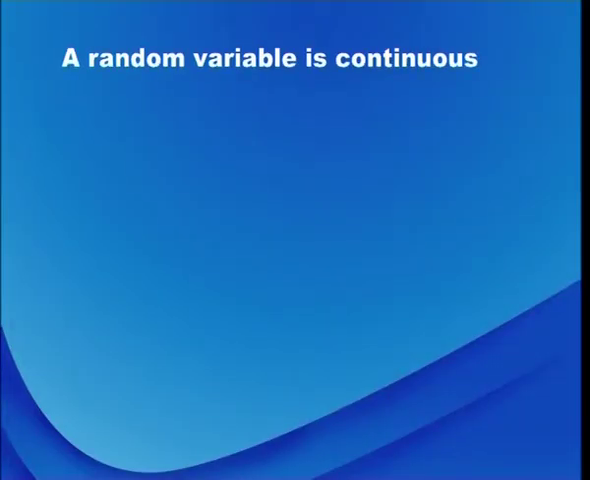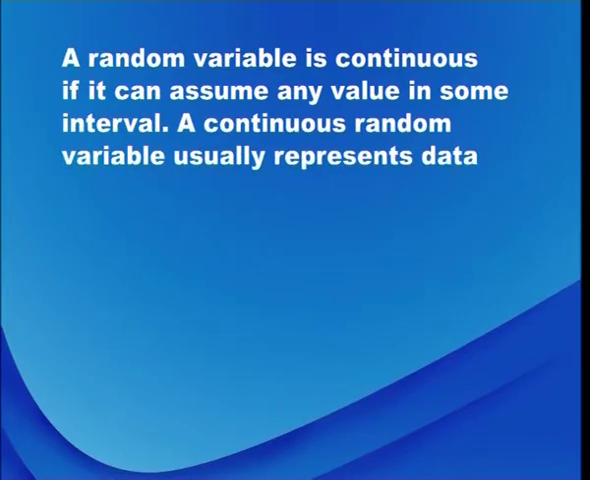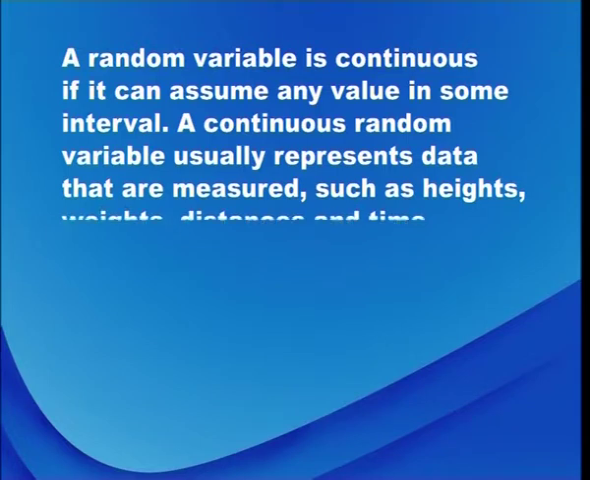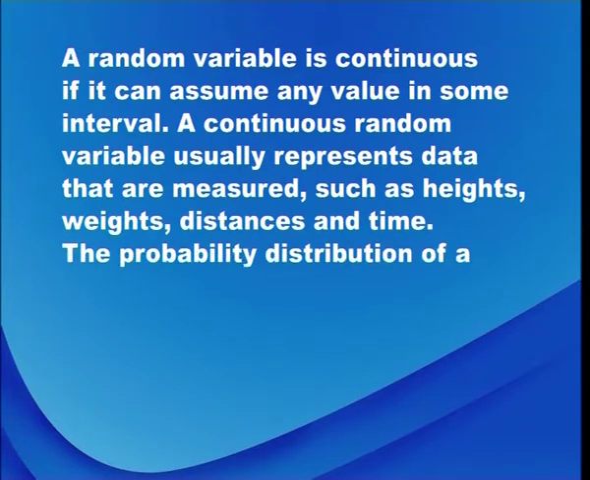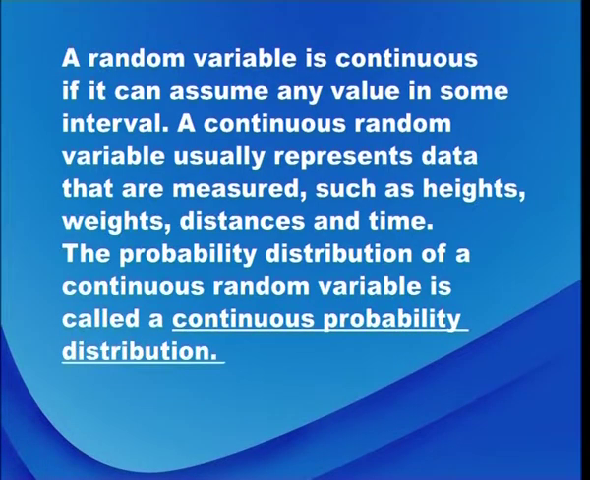We discussed two useful theoretical probability distributions, the binomial and the Poisson. For these distributions, the random variables that we considered were discrete. Now we shall concern ourselves with the probability distribution of a continuous random variable. A random variable is continuous if it can assume any value in some interval. A continuous random variable usually represents data that are measured such as heights, weights, distances, and time. The probability distribution of a continuous random variable is called a continuous probability distribution.